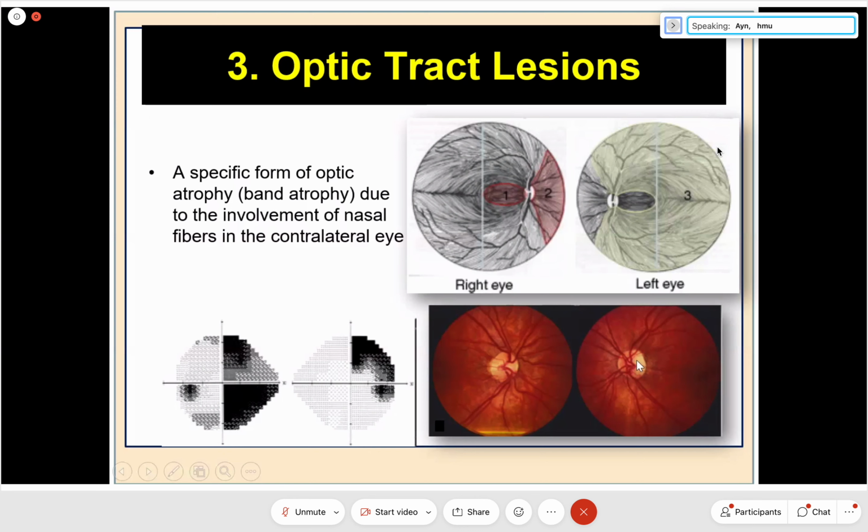So you can see this temporal pallor for the left eye, but for the right eye, as there's decussation of the nasal fibers and also the macula fibers, you can see the bow tie atrophy. Bow tie atrophy, because this is the pallor from the decussation of the papillomacular bundle, or the nasal macula fibers, and this one from the nasal fibers that we discussed in the decussation just now. Okay, I hope you can digest whatever I'm saying just now.